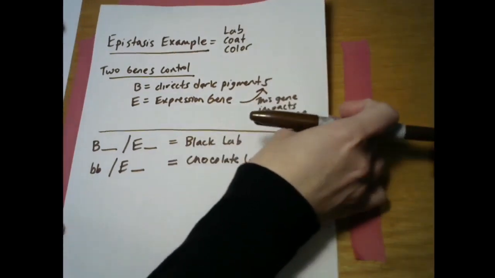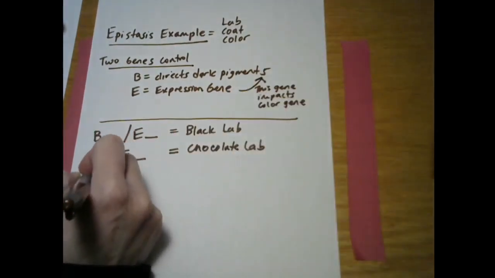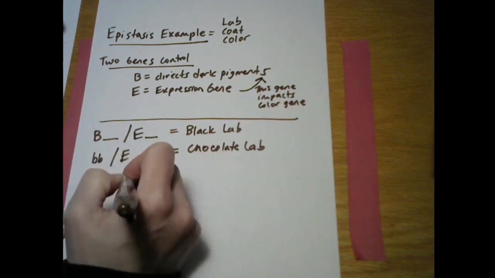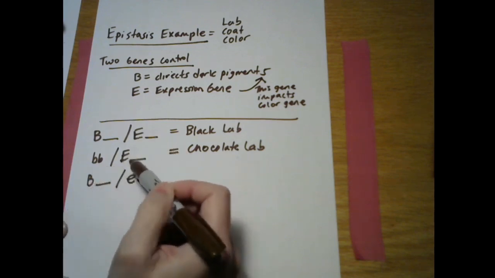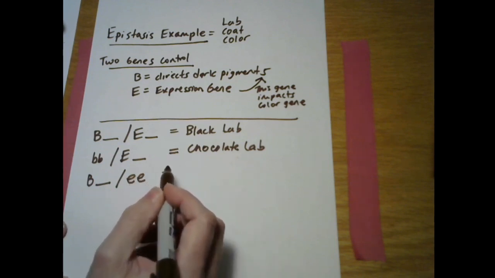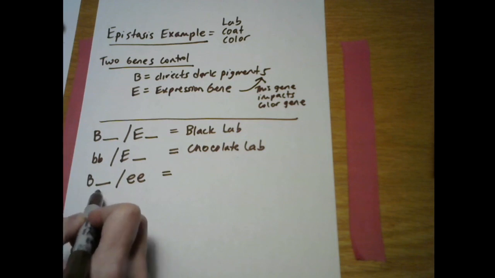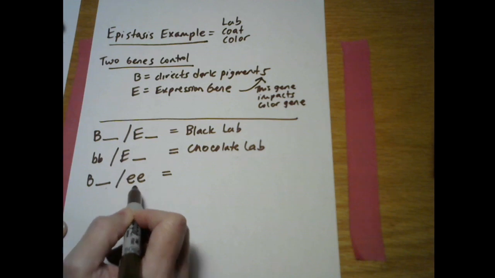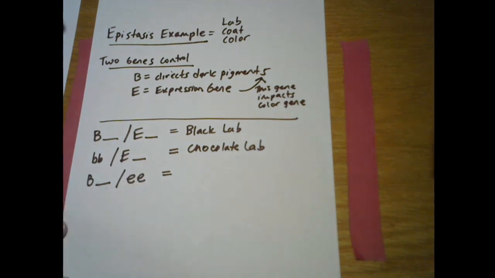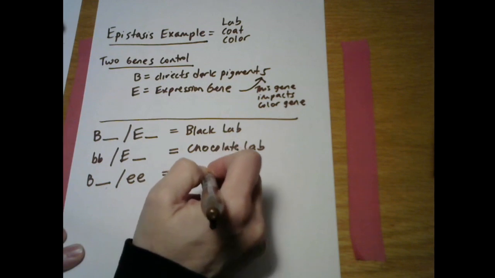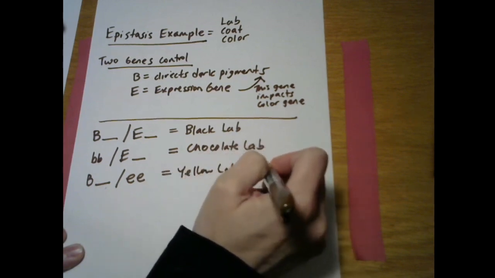Yellow labs are a little bit different. In yellow labs, we have a couple of possibilities. If you have capital B and any other letter, but then you have a lowercase or recessive form of the expression gene, then this will give us a yellow lab with black skin. So the black skin is from this gene over here, but the absence of this expressor gene means that the blackness isn't pulled all the way from the skin down the shaft and expressed along the hair or follicle. So this one is going to give us a yellow lab with black skin.